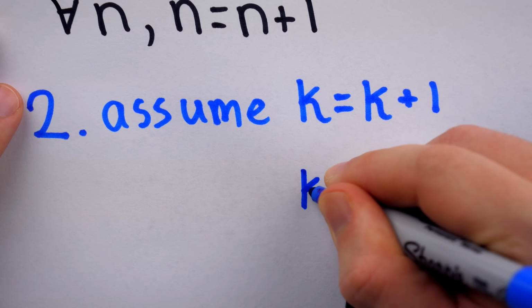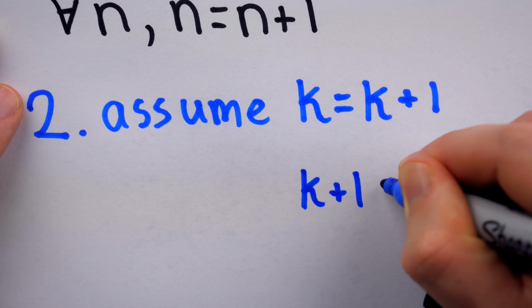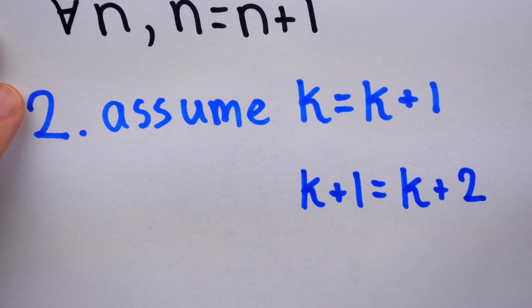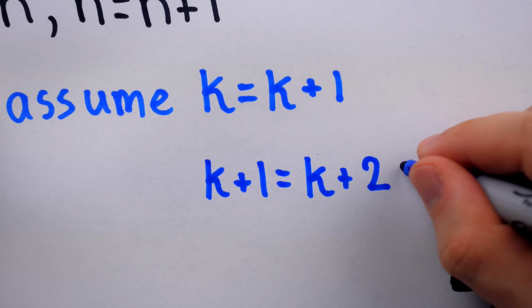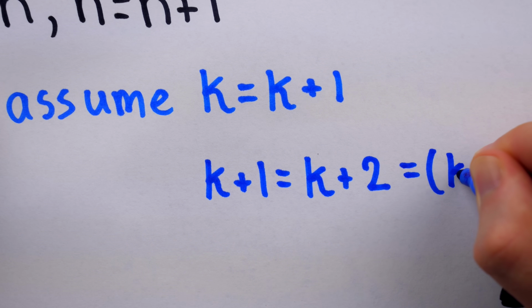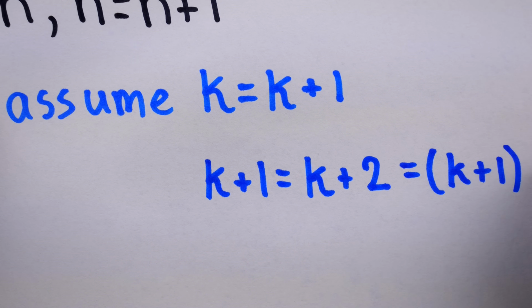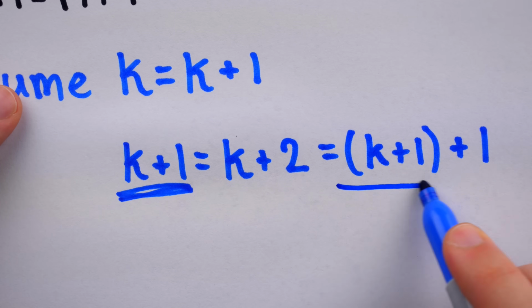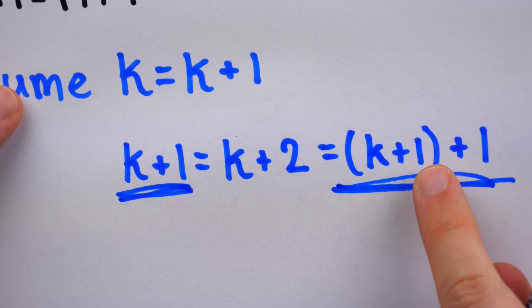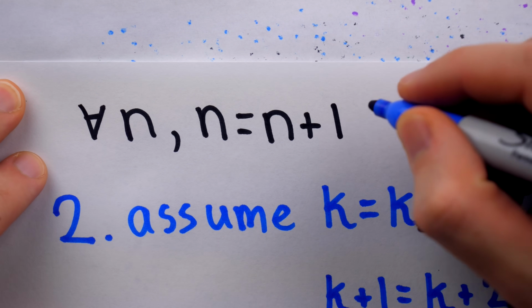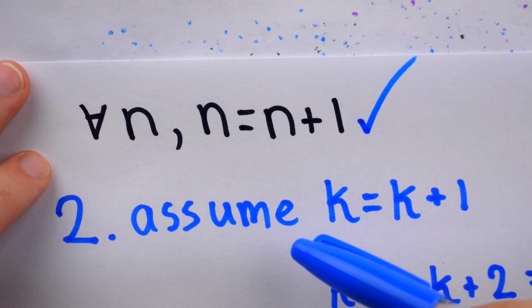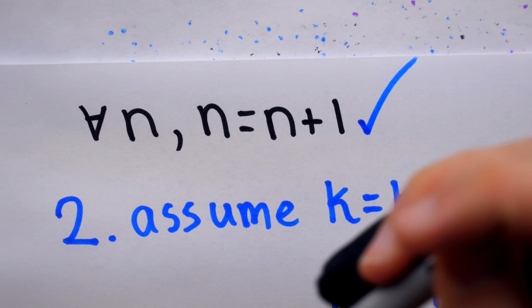If we add 1 to both sides of the equation, we get k plus 1 on the left is equal to k plus 2 on the right. But of course, k plus 2 is the same as k plus 1 in parentheses plus 1. In other words, we see that k plus 1 is equal to the subsequent positive integer, k plus 1 plus 1. And bam, we've proven our statement. For every positive integer n, n is equal to n plus 1, which means all positive integers are the same.